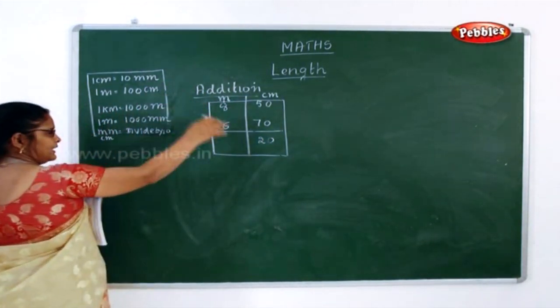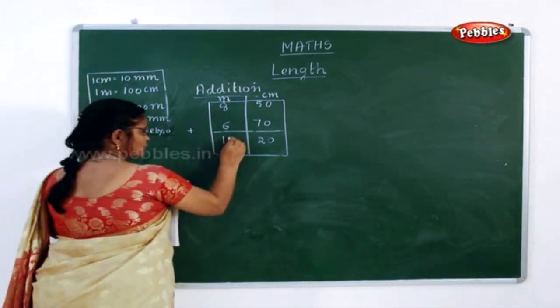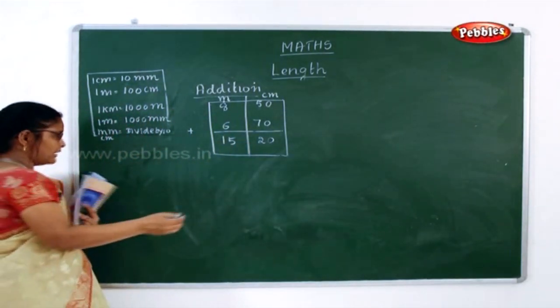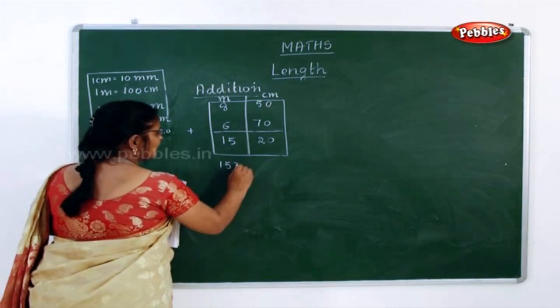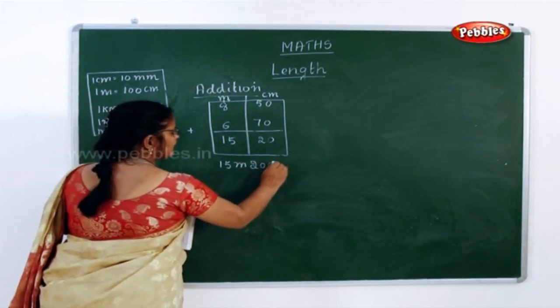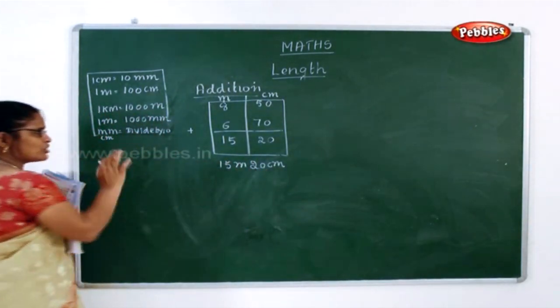8 plus 1 is 9. 9 plus 6 is how much? So 15. So what is the answer? What will you write? It is 15 meter and 20 centimeter. See, this is normal addition, you do it.